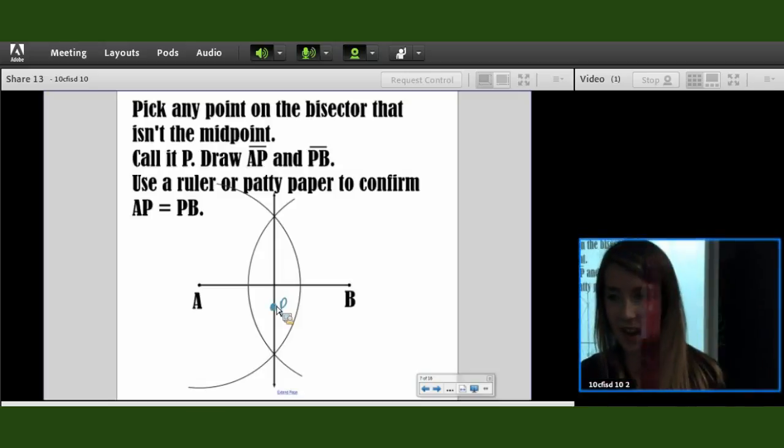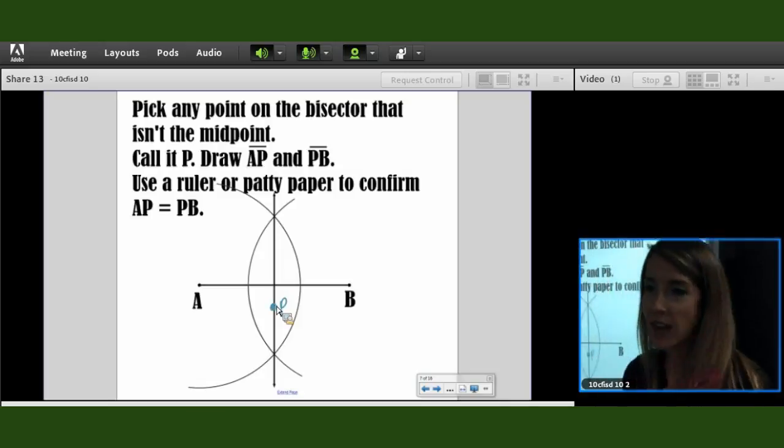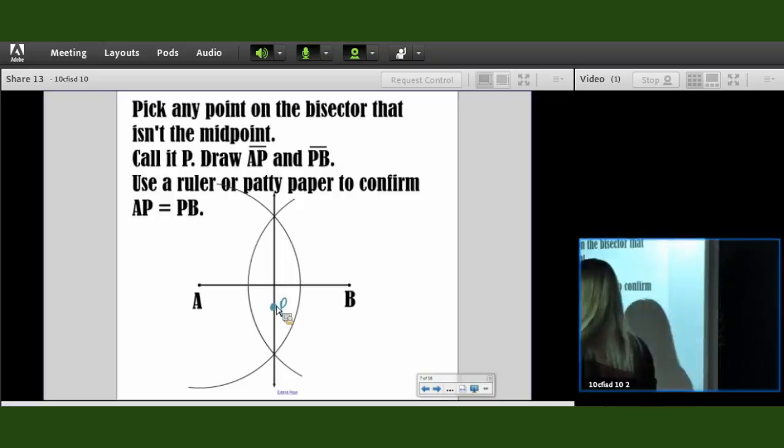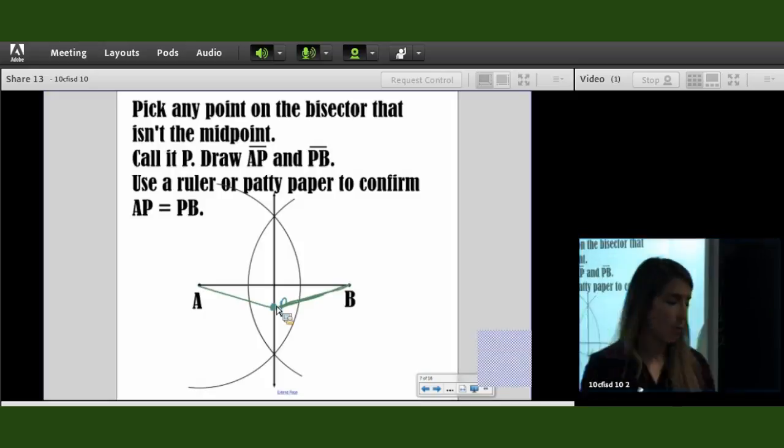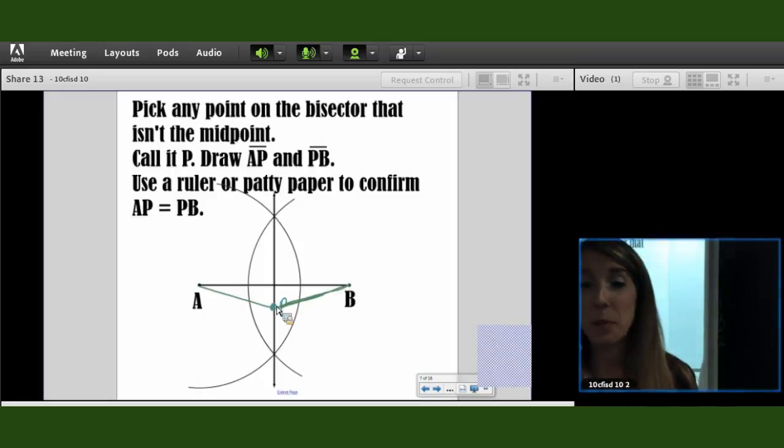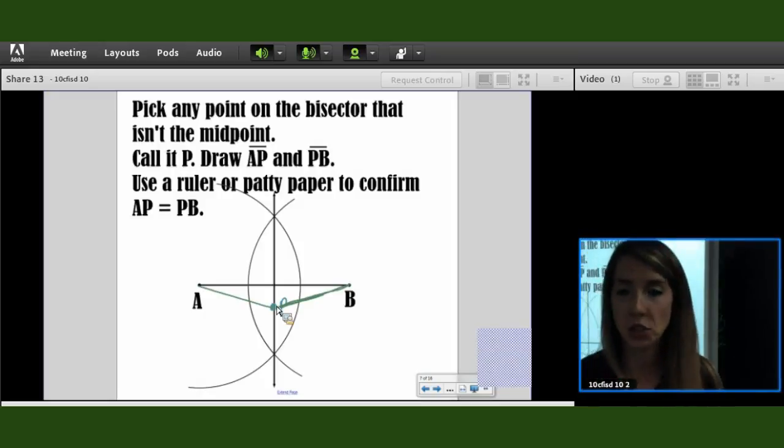You're getting your straight edge out, and with your straight edge, you're connecting P to A. See if I can do this on the smartboard. And connecting P to B. A ruler doesn't work on the smartboard, so just pretend that mine's perfect. Now, also pretend that you have patty paper, but you can just use your ruler.